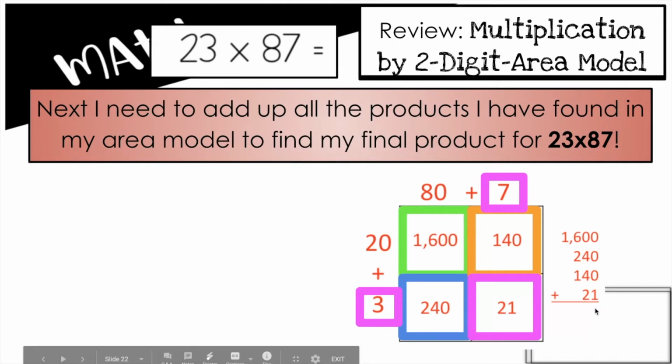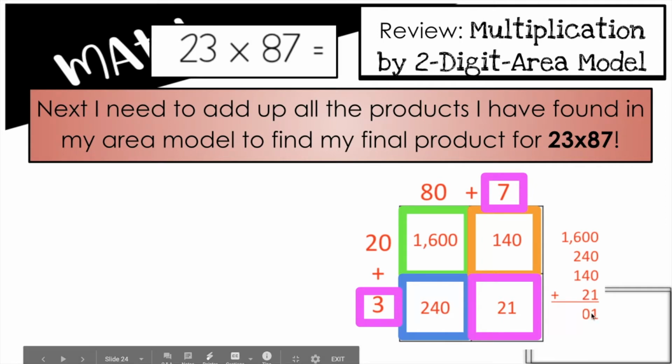Now, if you remember from last week, when you are adding, you start in the ones place. So that's where we're going to begin, as we always do when we add. 0 plus 0 plus 0 plus 1 is 1. So 1 in the ones place. You're going to move over to the tens. 4 plus 4 plus 2.